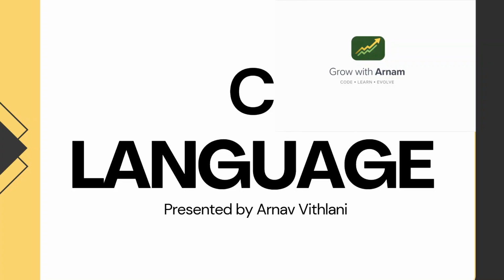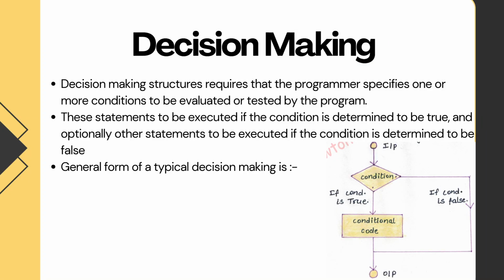And today we are doing decision making. Decision making structures require that the programmer specifies one or more conditions to be evaluated or tested by the program. These statements are to be executed if the condition is determined to be true, and optionally other statements to be executed if the condition is determined to be false.